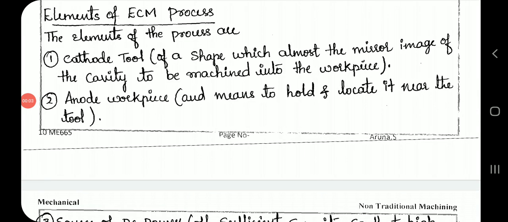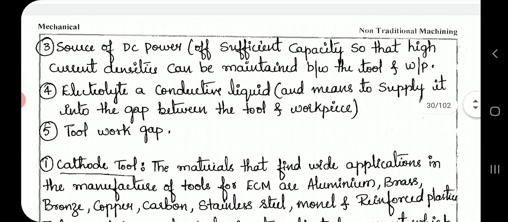Elements of electrochemical machining process. The elements of the process are: cathode tool of a shape which is almost the mirror image of the cavity to be machined into the workpiece; anode workpiece and means to hold and locate it near the tool; source of DC power of sufficient capacity so that high current densities can be maintained between the tool and workpiece; electrolyte, a conductive liquid, and means to supply it into the gap between the tool and workpiece, the tool work gap.